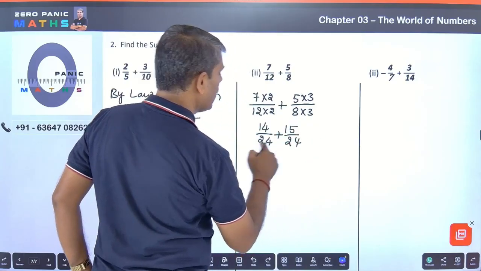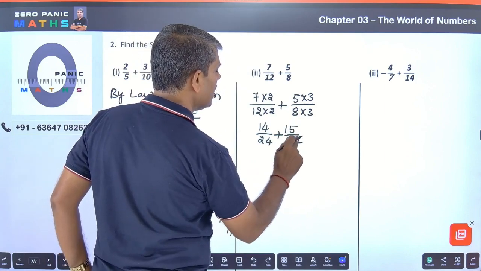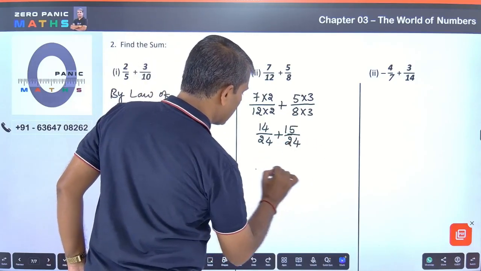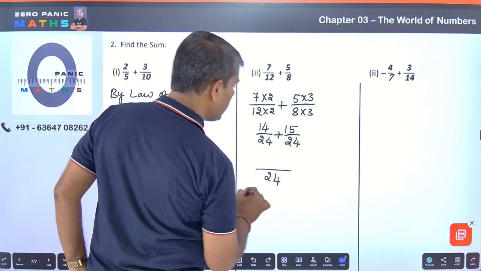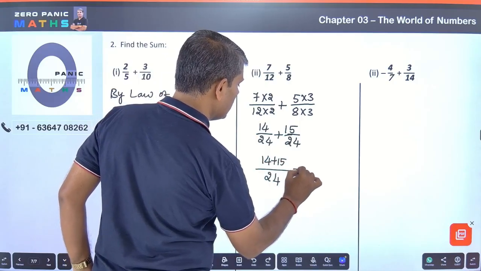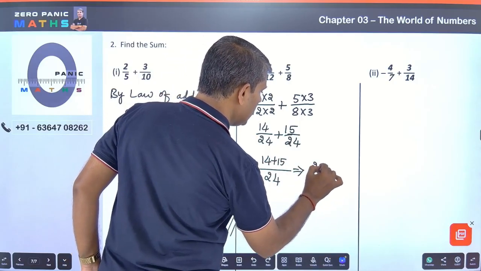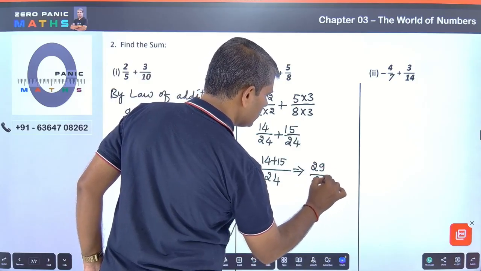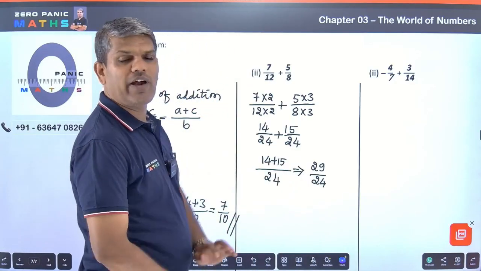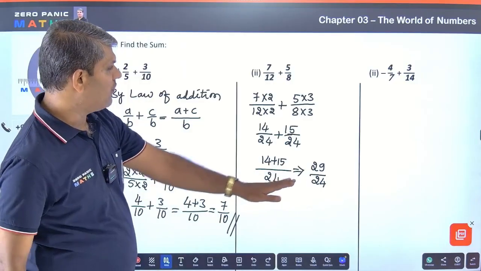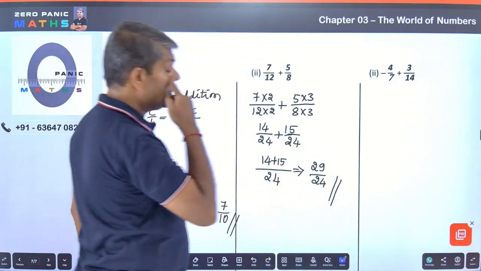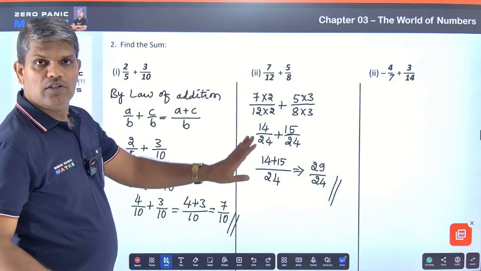Now 24 is the same number in the denominator of both the fractions. Now I can keep 24 as the common value here, and 14 plus 15 is the numerator. So finally I'll have 29 by 24. Since 29 is a prime number, I cannot divide that number any more. So the final answer of 7 by 12 plus 5 by 8 is 29 by 24 only. Okay, hope you are getting it.